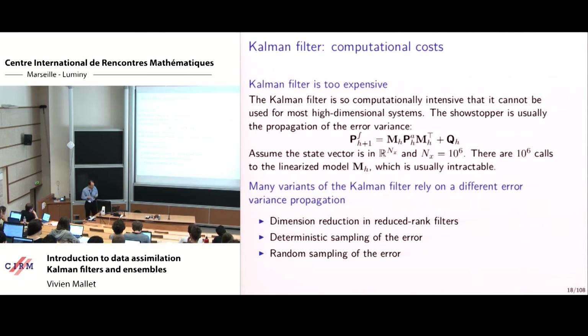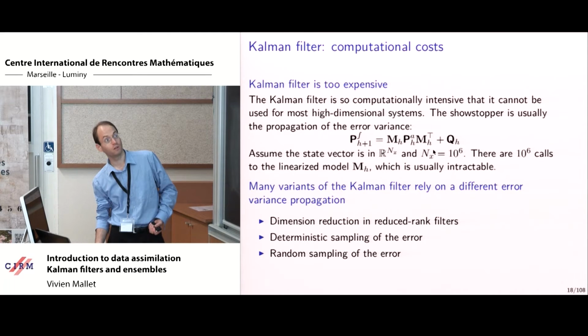Okay, I wanted to discuss a bit the computational cost, because it's an HPC thing here. But here, there is one big issue. The Kalman filter actually can't be applied in high dimension. That's clear. Even with a lot of power, it's just impossible, because at least in the nonlinear case, this propagation of the error variance is very expensive.